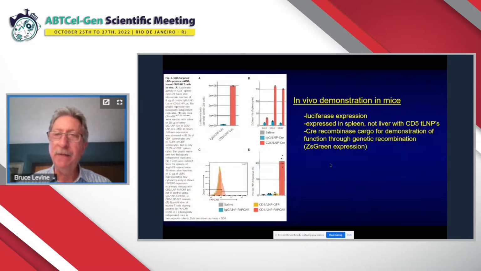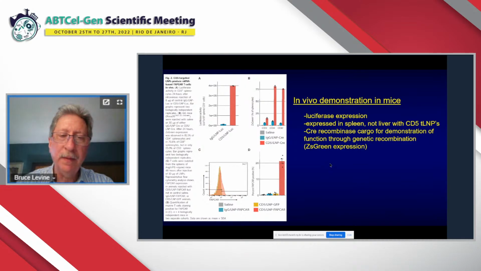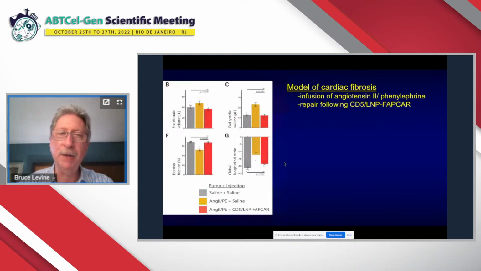And this was demonstrated in vivo in mice by luciferase expression, specific expression in the spleen, but not the liver, and also functional expression by delivering a Cre recombinase cargo. That data is shown here on the left. And really striking that you can get 20% expression by the delivery of these CARs in vivo with no ex vivo manufacturing. Here's a model of cardiac fibrosis.